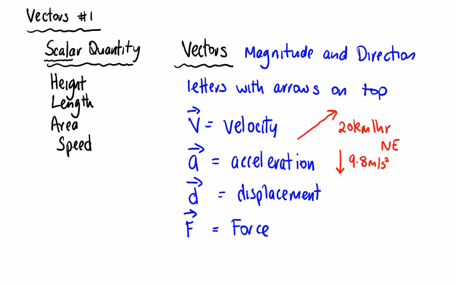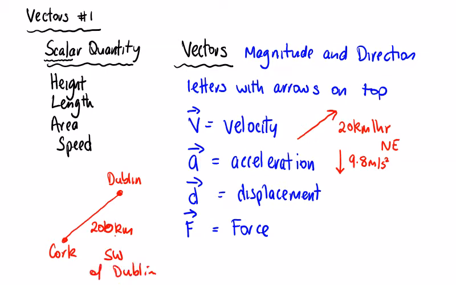Displacement is a position relative to a given point. So if we take this is Dublin and this is Cork, Cork might be approximately about 200 kilometers, and that will be southwest of Dublin. So this is displacement, a position relative to a given point.